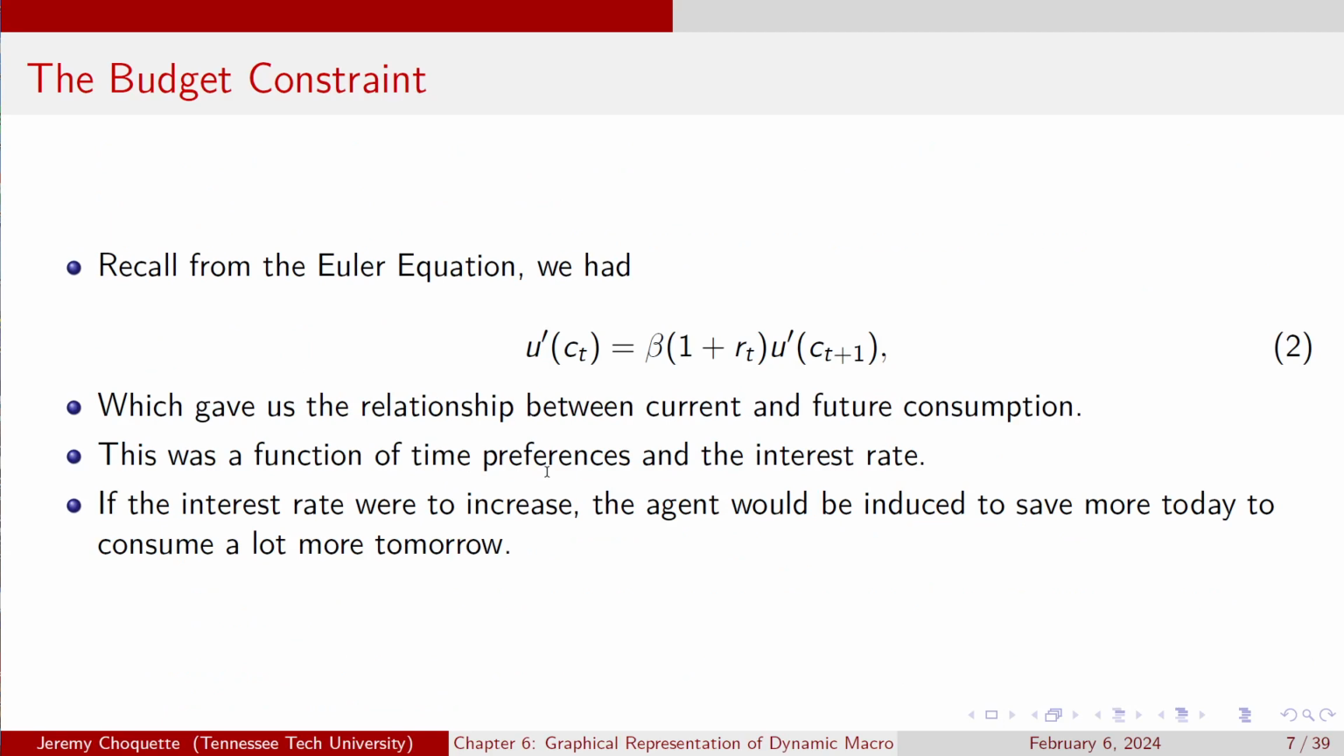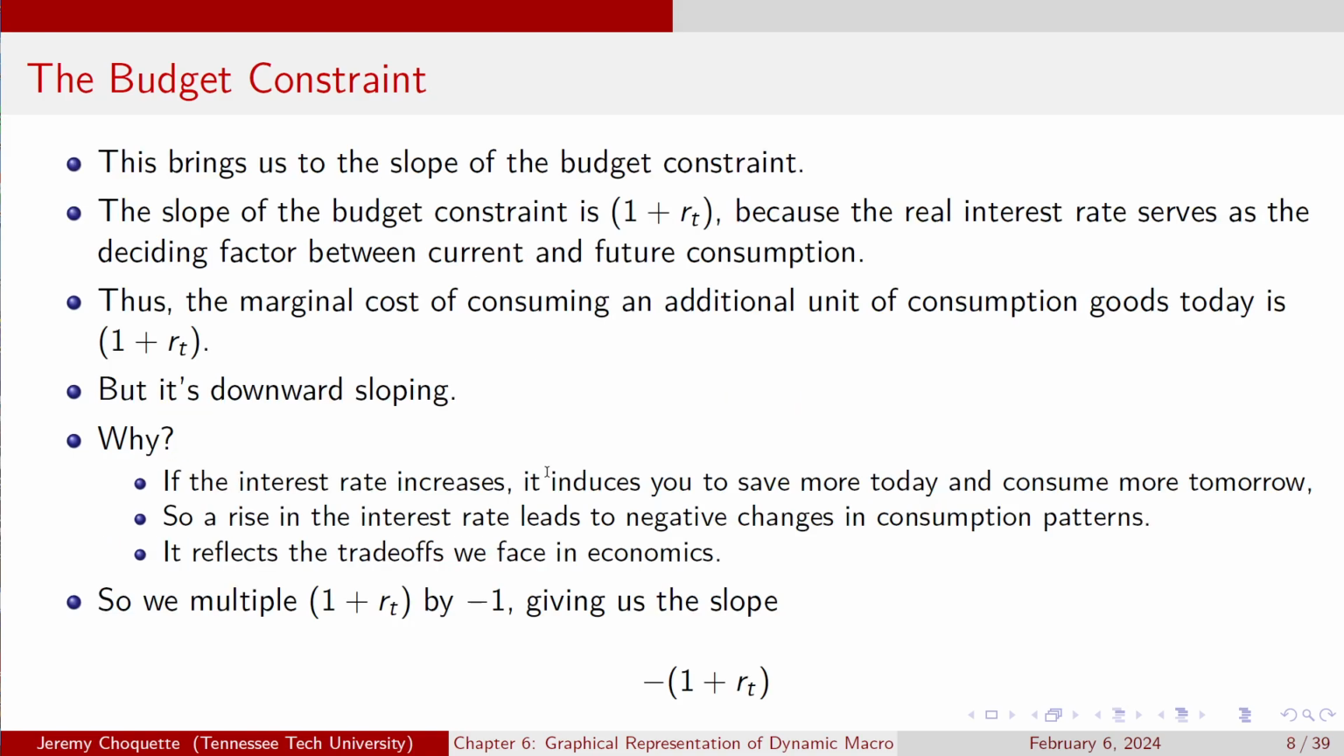So from the Euler equation, remember we had that u prime of CT equals beta times 1 plus the real interest rate times u prime of CT plus 1. This gives us the relationship between current and future consumption. It was a function of time preferences and the interest rate. And if the interest rate were to go up, if it were to increase, the agent would be induced to save more today to consume a lot more tomorrow, which then brings us to the slope of the budget constraint.